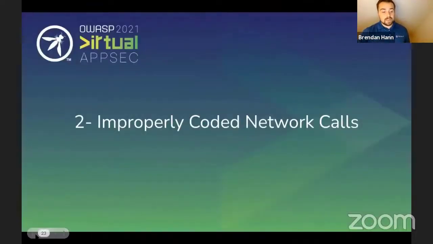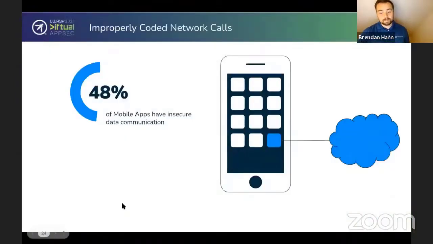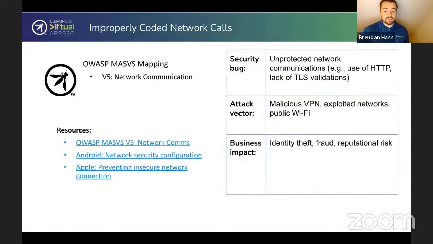So the second area for you to focus on is improperly coded network calls. 48% of mobile apps in the public app stores have insecure data communication. What that really means is that almost half of the apps that NowSecure analyzes use HTTP instead of HTTPS. This means that apps are vulnerable to malicious VPN attacks or other network sniffing that occurs, and again, can lead to identity theft or fraud.